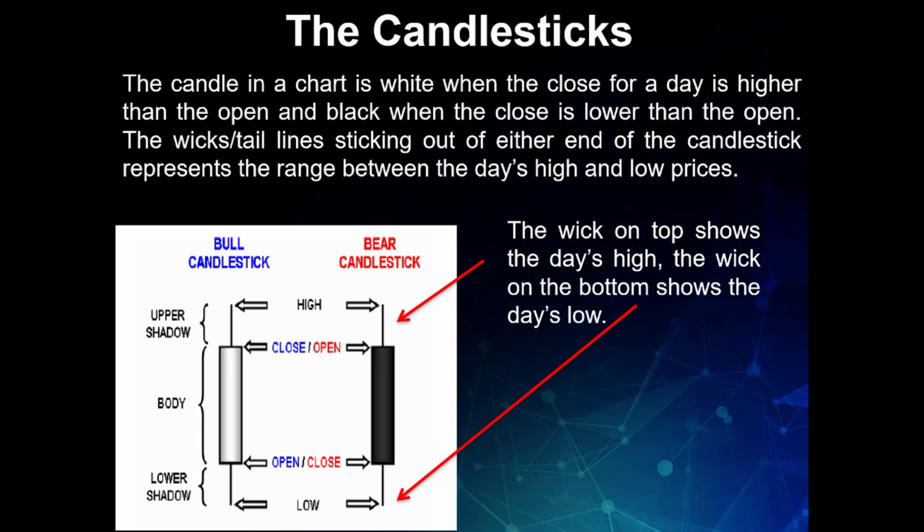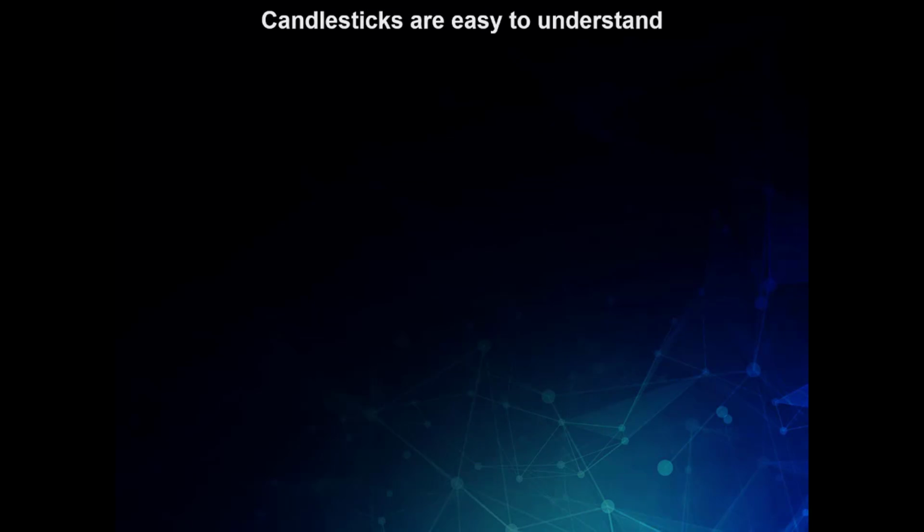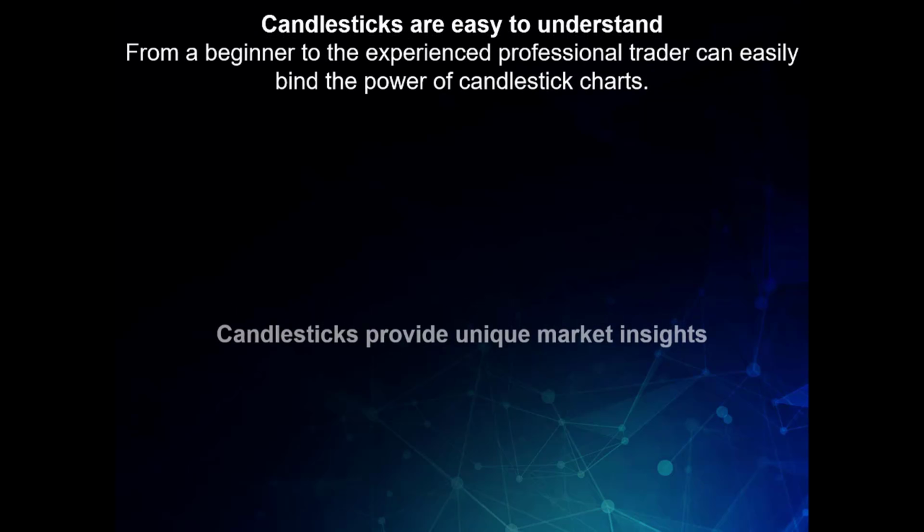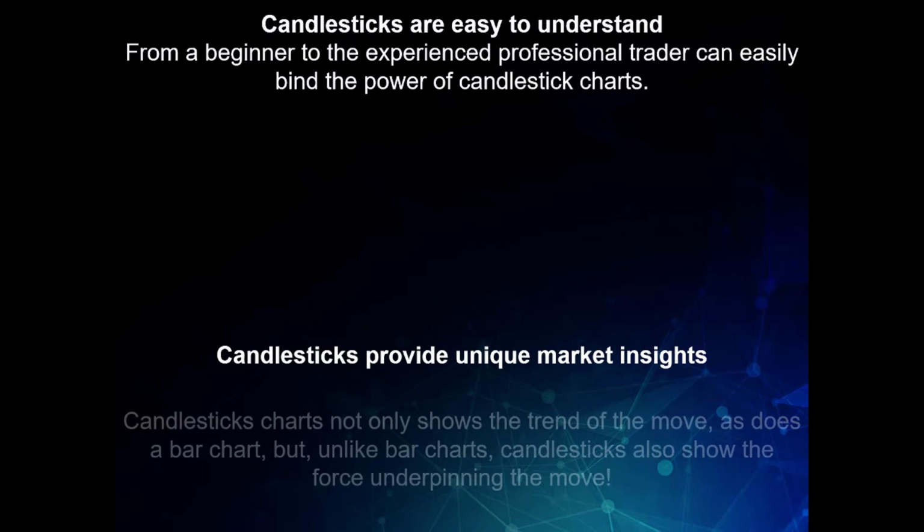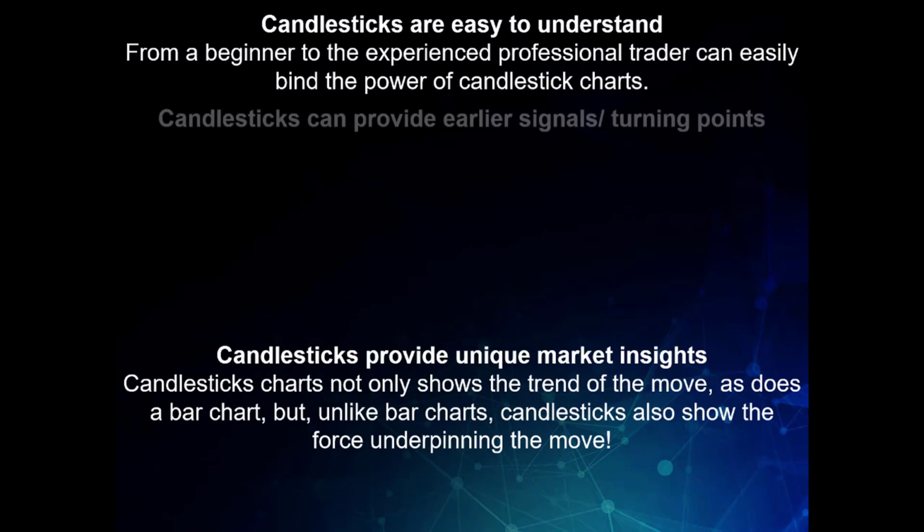The wicks sticking out of either end of the candlestick represent the range between the day's high and low prices. And as you can see here, the wick on the top side shows the high and the wick to the bottom side is the low. Candlesticks are easy to understand. From a beginner to the experienced professional trader can easily find the power of the candlestick charts.